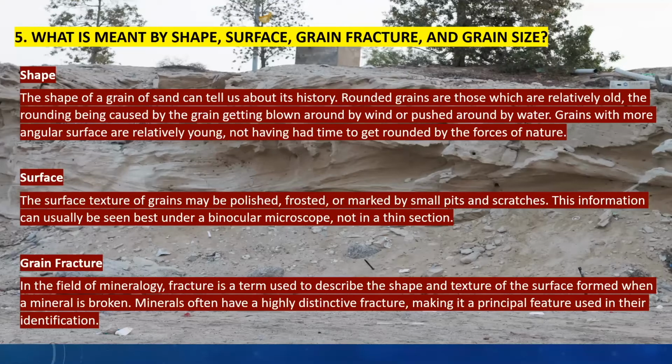And then the surface. The surface texture of grains may be polished, frosted, or marked by small pits and scratches. But this can only be done if we use a binocular microscope. So the grain fractures. In the field of mineralogy, fracture is a term used to describe the shape and texture of the surface formed when the mineral is broken. So minerals often have highly distinctive fracture, making it a principal feature used in their identification. So that's why different locations would have different forms or different fractures of the grains.